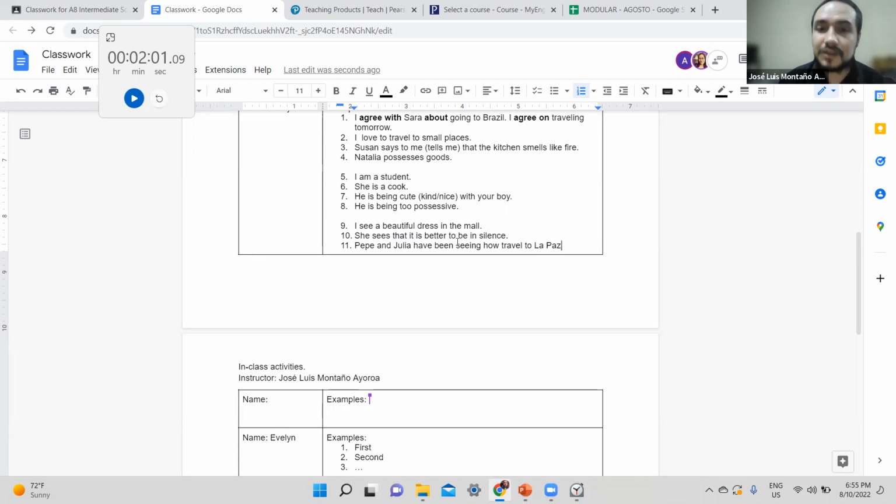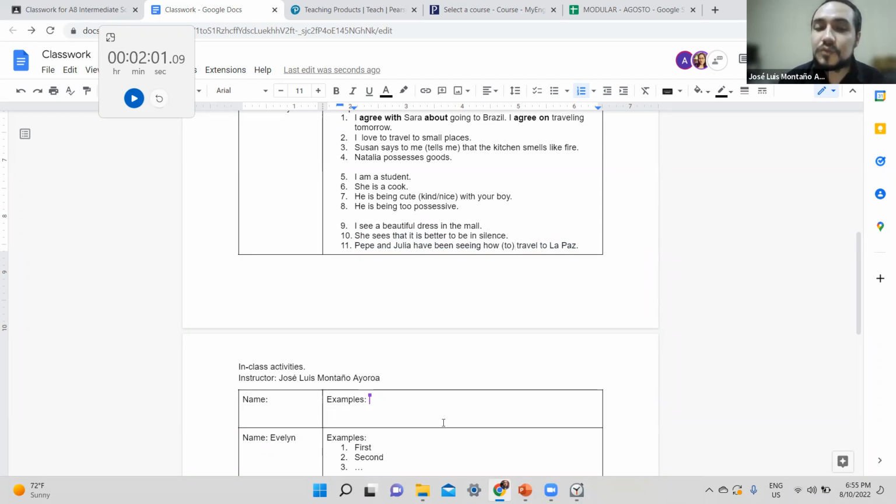All right, that's great. And here, this is correct, because it's like finding out a way. This is another meaning, and it is great. Okay, they have been seeing how to travel. It's going to be mainly that one: how to travel to La Paz.